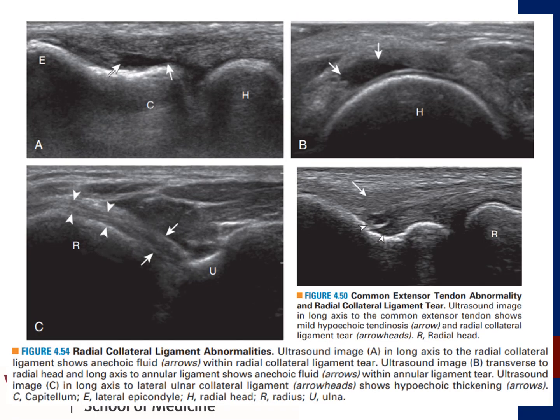Here's some pathologic ultrasound images. Figure A demonstrates an abnormality within the radial collateral ligament. Figure B represents pathology within the annular ligament. And figure C demonstrates injury to the lateral ulnar collateral ligament. This smaller inset image demonstrates tendon abnormality within the common extensor tendon and damage to the radial collateral ligament.